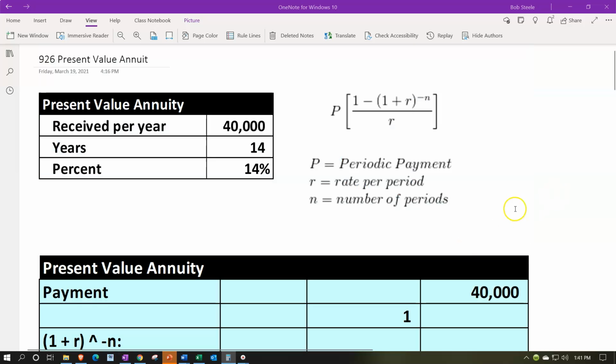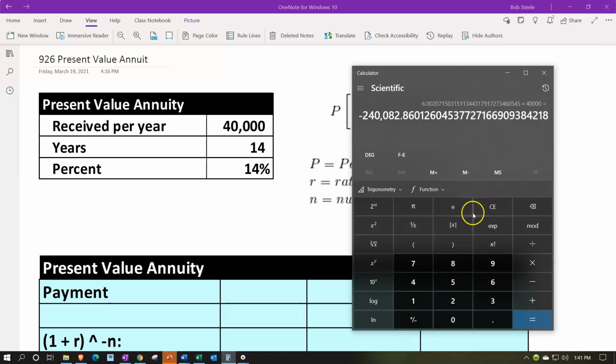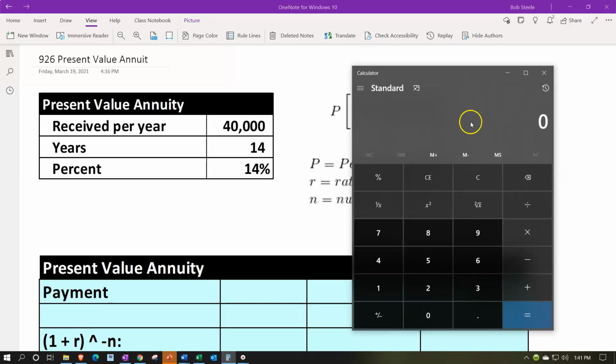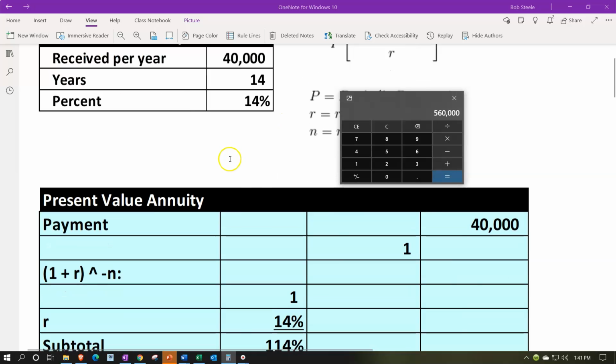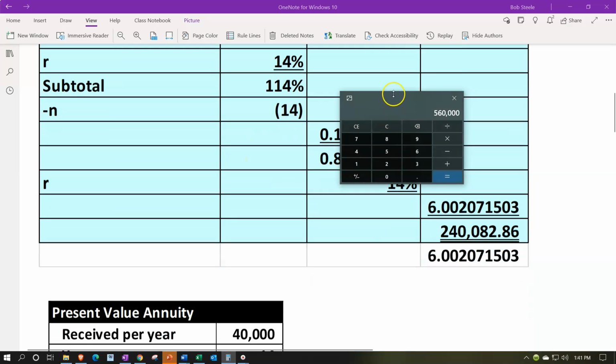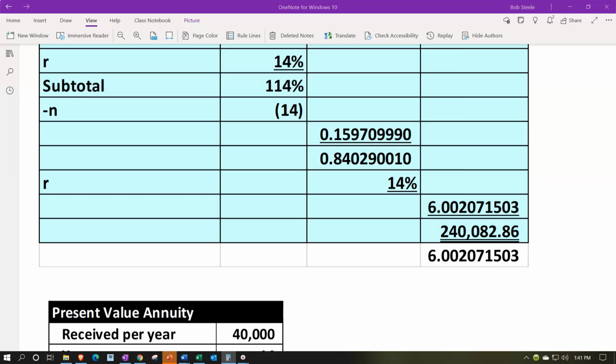So we had our 40,000 payments. Remember, if we were just to think about the amount of the payments, I'm going to bring this back over to our normal calculator and make it smaller. If we had just the normal payments, we would have the 40,000, but over 14 years, that would be 560,000, compared to if I was to present value the annuity, the 240,082.86 is what we would have for the present value of it.